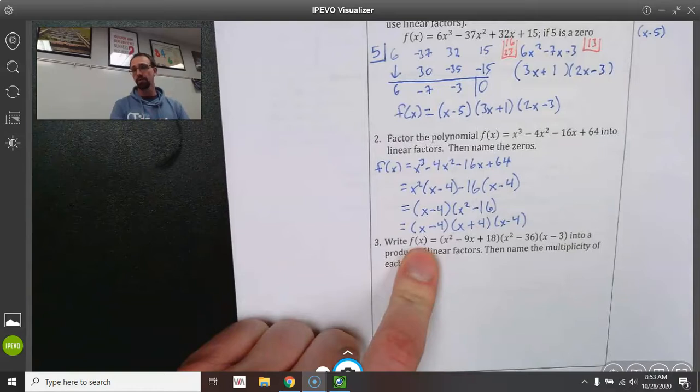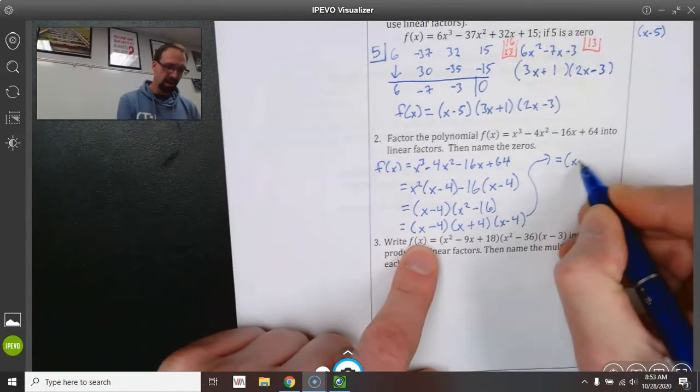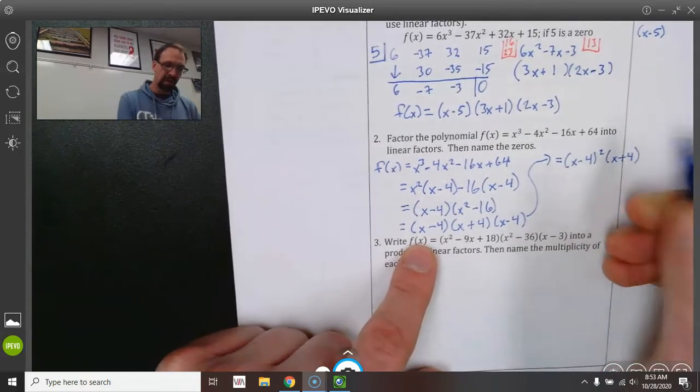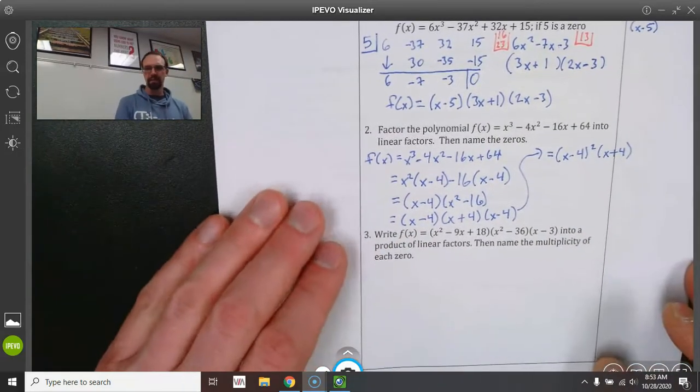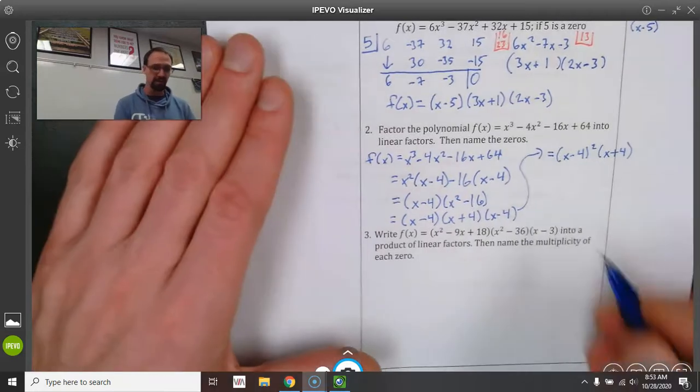We don't write it twice. We'll say instead that it's equal to x minus 4 quantity squared and then x plus 4. I wanted you to name the zeros on this. So the zeros, again, if I set each part to 0 and then solve.